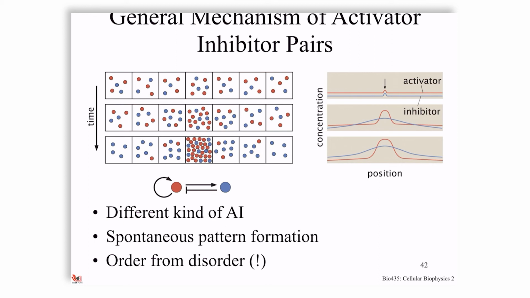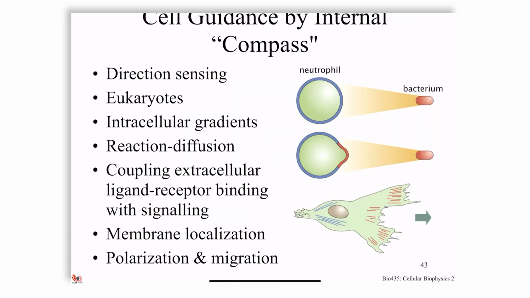But if you go back and look at systems biology textbooks, you'll find a heck of a lot more about this. So this kind of activator-inhibitor system, which I like to think of as a different kind of AI approach, results in spontaneous pattern formation, which in fact almost resembles this paradoxical order from disorder. But suffice to say, this is an out of equilibrium system, which is why it's fine.